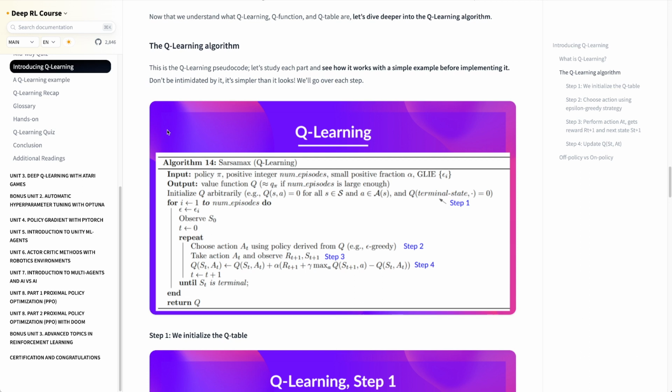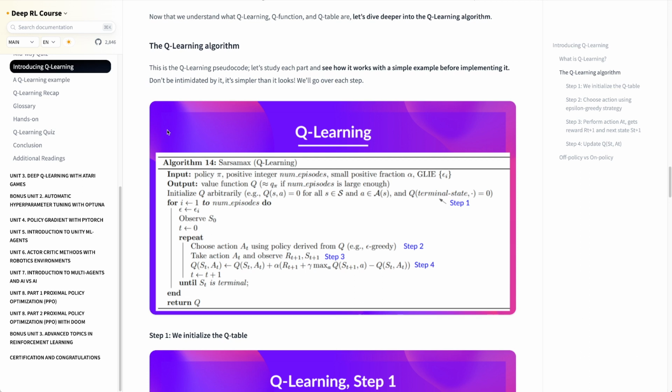And then for i, starting at 1 to the number of episodes, within this function we are going to do this portion of it internally. So epsilon is now i, we observe state, and then t is 0, and we repeat some code, right? This is pseudocode. So choose action A of t using policy derived from Q, for example epsilon greedy, and we take the action, and then we observe the reward from taking that action, and then the new state, right?